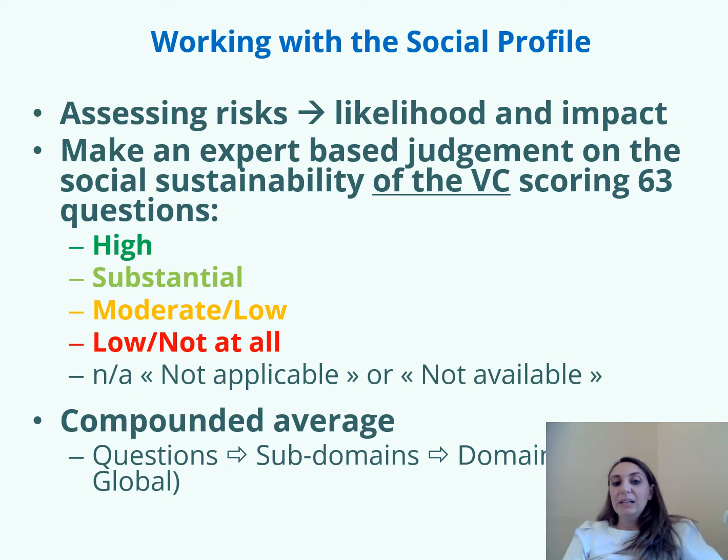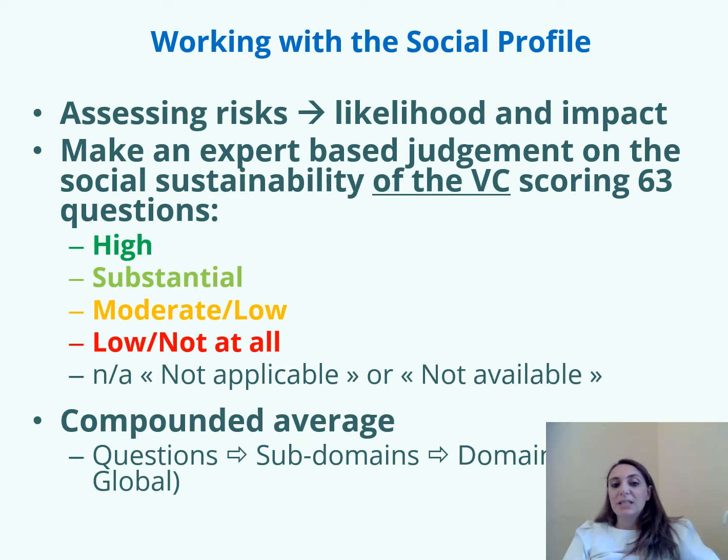Working with the social profile means that the social expert is asked to put a score to a set of 63 questions and to assess the risk, so the likelihood and impact of a certain situation. And you have 5 different possibilities on a scoring scale. High when the situation is highly positive, substantial when it's substantially positive, moderate when it's moderately positive, low when it's low positive, and very low when it's not at all positive. So you go from green, positive, to red, very negative situation.